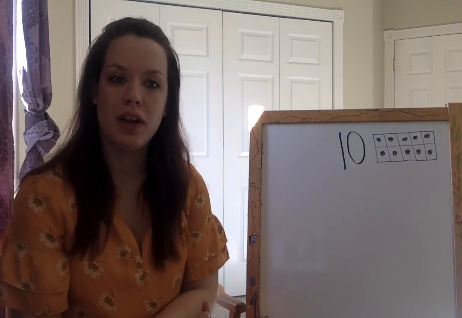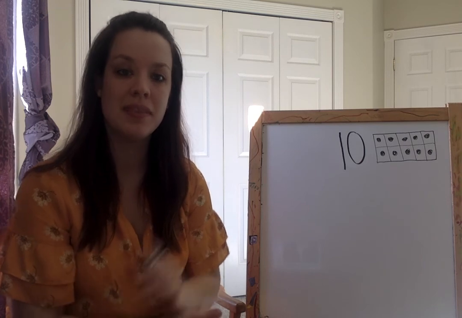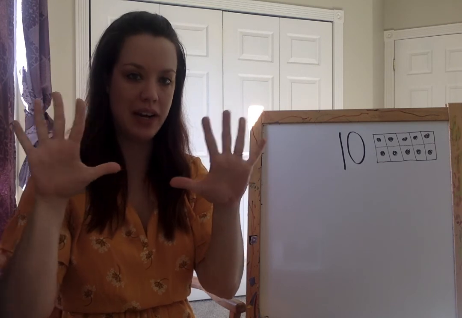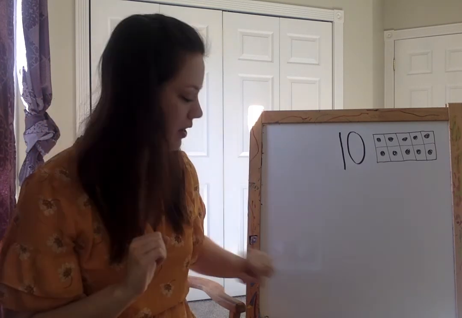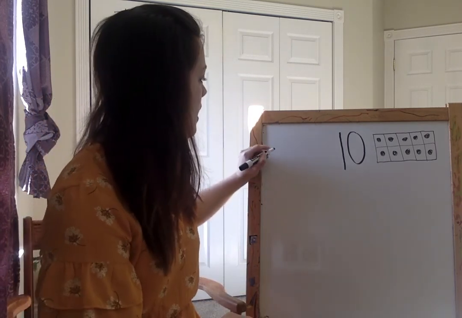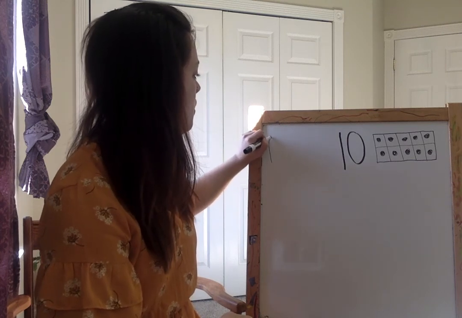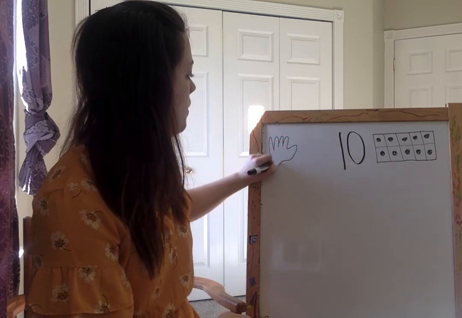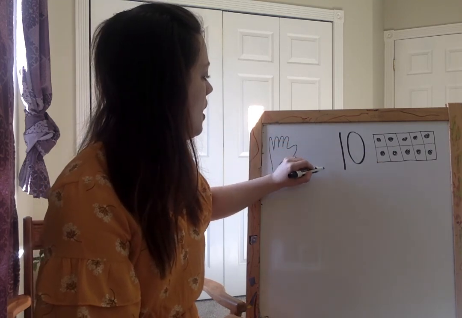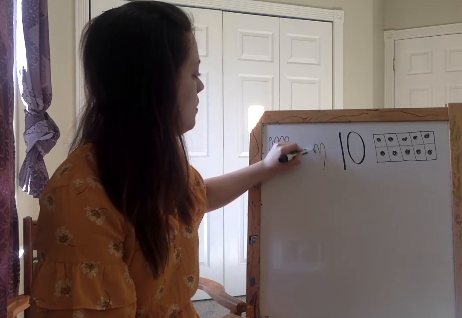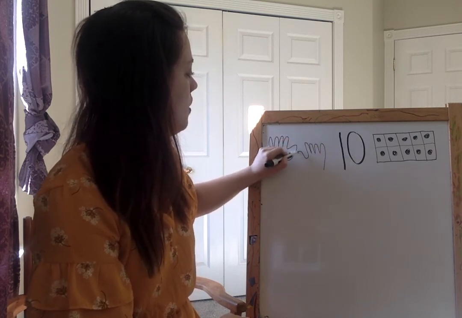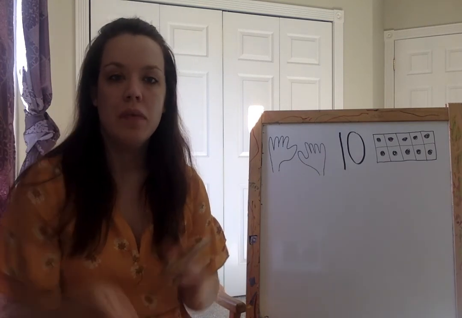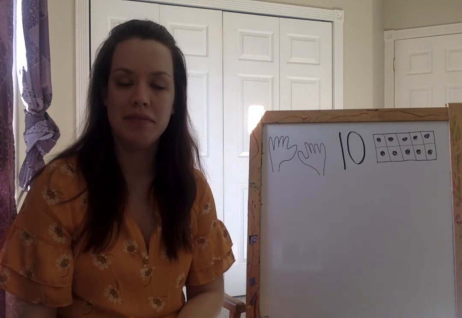What's another way we could show the number 10? If you said on your hands, that's a great way to show the number 10. We have 10 fingers. Let's draw 10 fingers on our hands now. 1, 2, 3, 4, 5, and 1, 2, 3, 4, 5. You have 10 fingers. What's another way we could show the number 10?